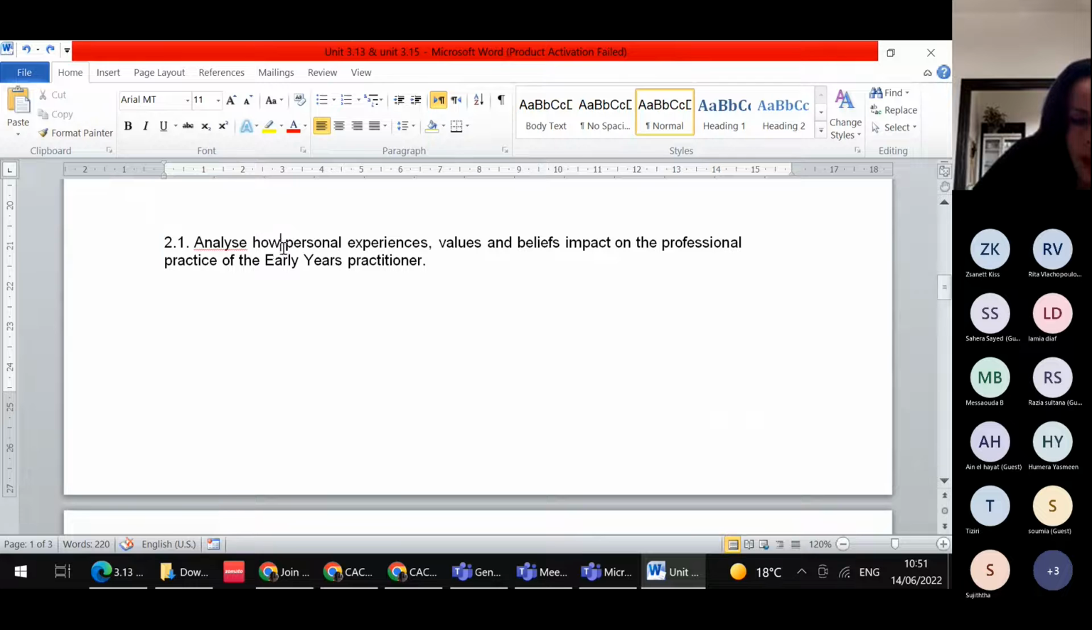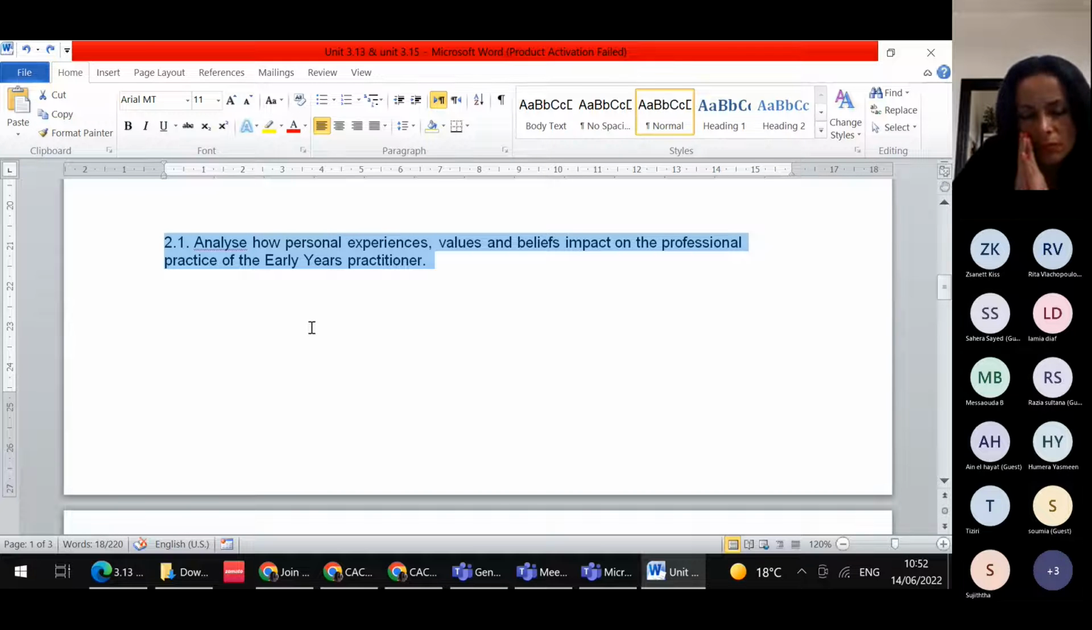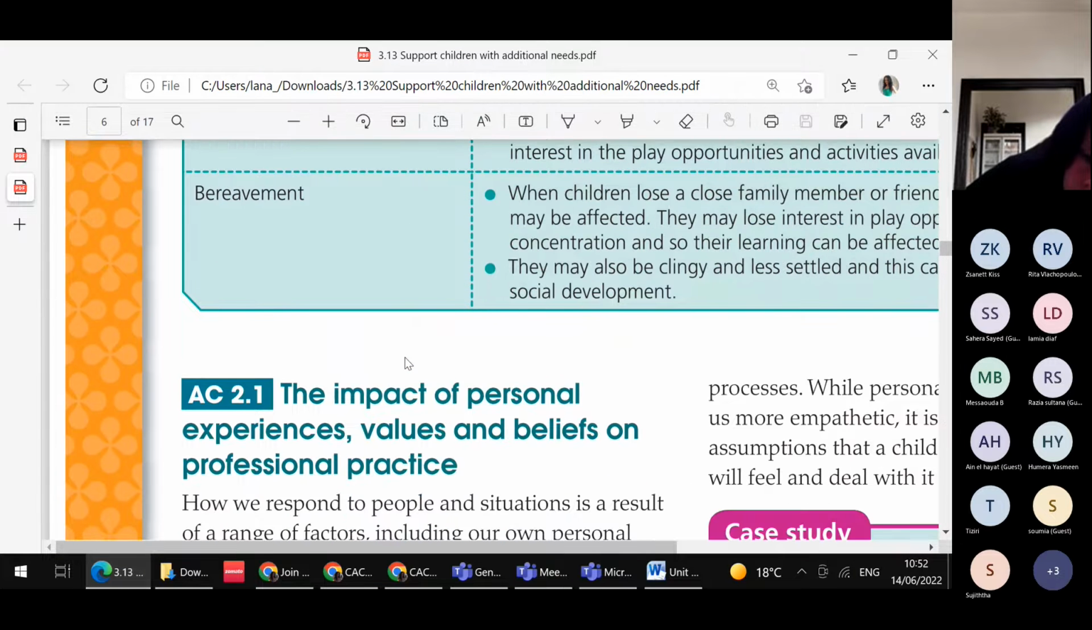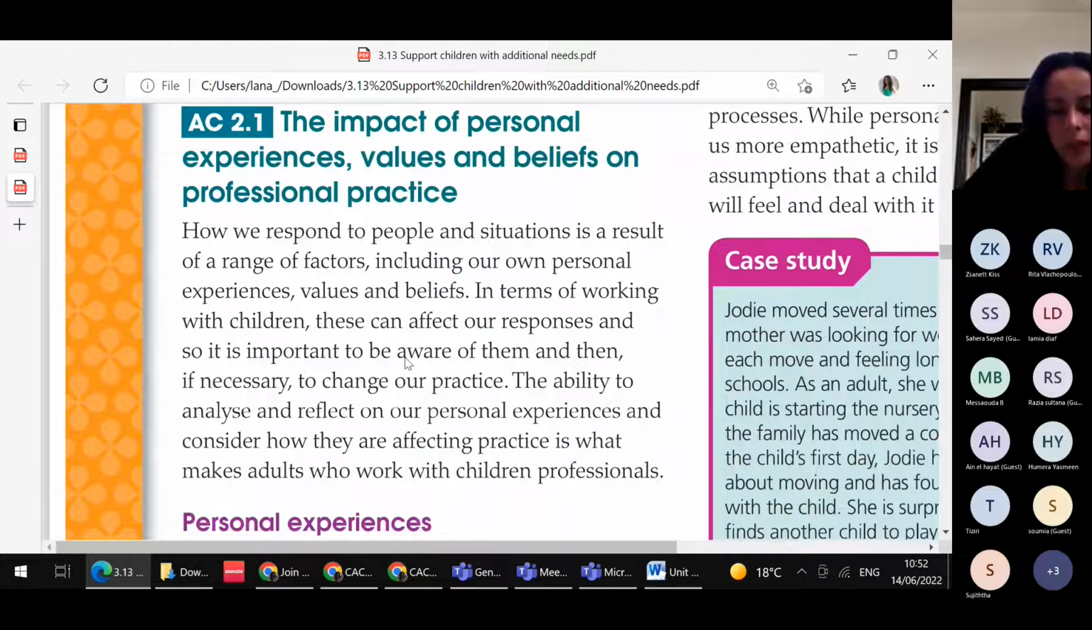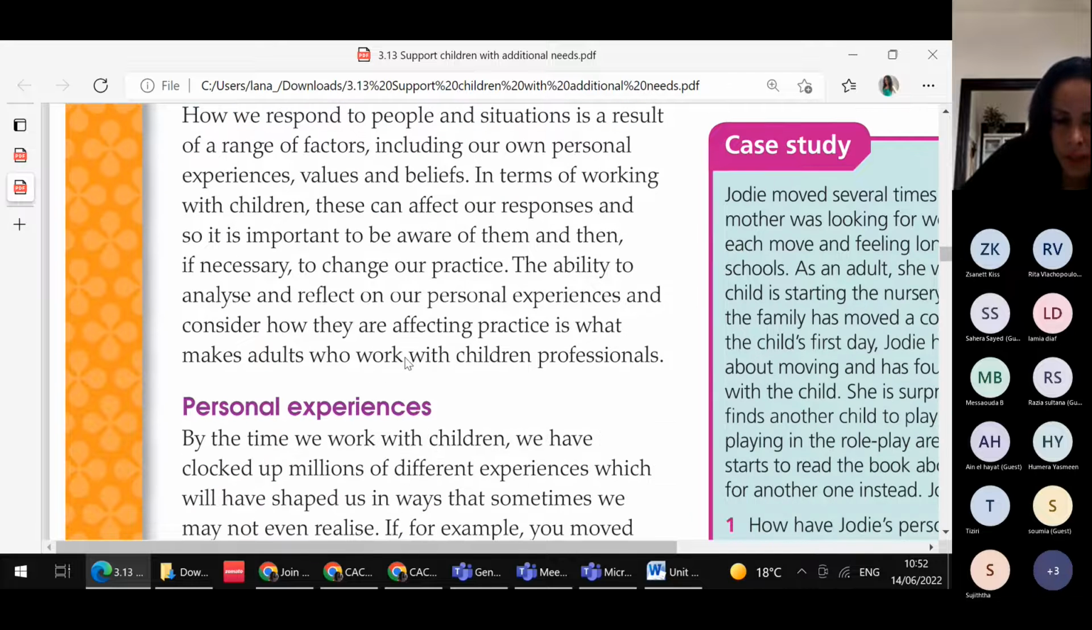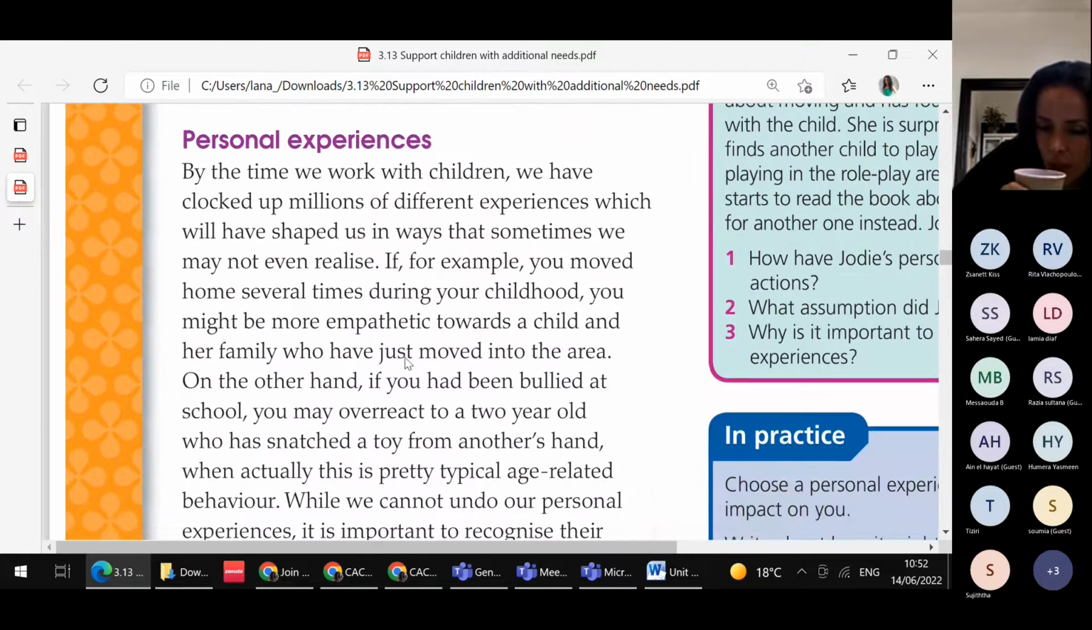So now analyze how personal experience, values, and beliefs impact on the professional practice of an early years practitioner. So how your personal experience, values, and beliefs could impact on the professional practice. So let us go to 2.1. Can you tell me how that might affect? Let us go to the personal experience. How might it affect the child's development?